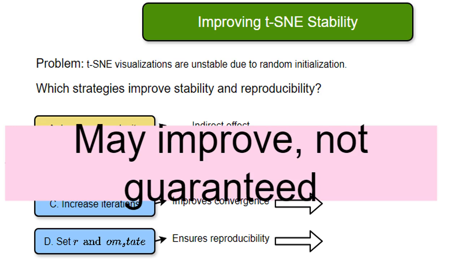Perplexity in TSNE influences the local neighborhood it considers. While important for the meaningfulness of the results, it doesn't directly control the random initialization. Changing it won't necessarily lead to more reproducible results.